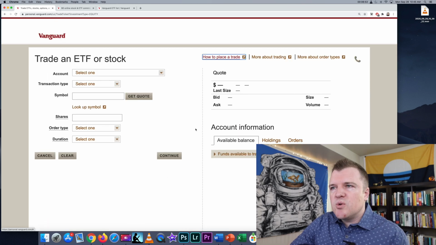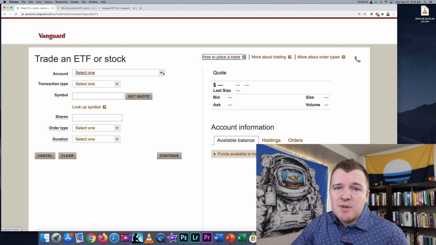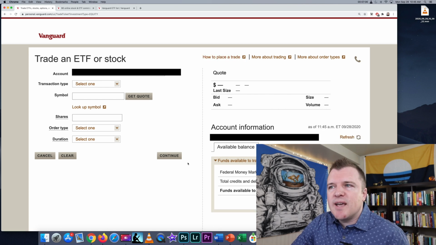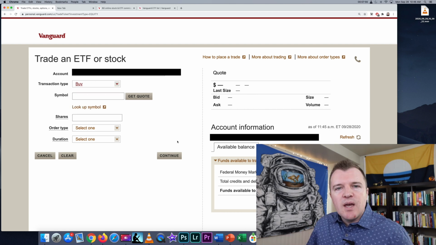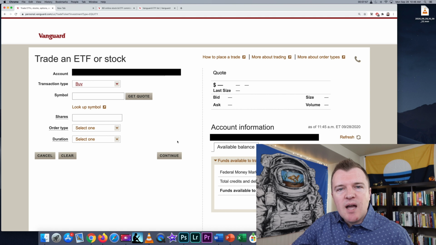First thing you're going to want to do is select Accounts, and I'm going to have to black this out. And then under Transaction Type, you're going to put Buy. If this is a cash account, you can only buy and sell. You're going to have to apply for a margin account if you want to do more advanced features like short selling. And then for symbol, you're going to want to add the stock ticker symbol.